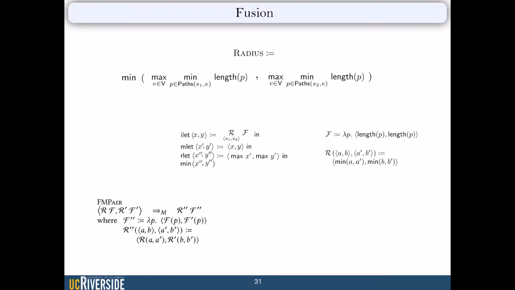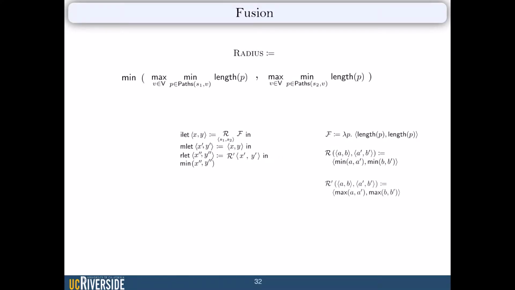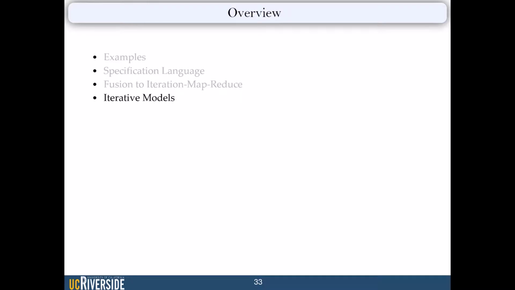Here, I'm going to take a second to show the fusion rule that is applied in this step. Rule fn pair transforms all pairs of path-based reductions to a single path-based reduction, such that the path function applies a pair of path functions to a path, and the reduction function operates on pairs of values. Finally, the pair of vertex-based reductions are transformed to a single vertex-based reduction R prime that operates on pairs of values. We saw Grafs' specification language and how fusion transforms it into iteration, map, and reduce.